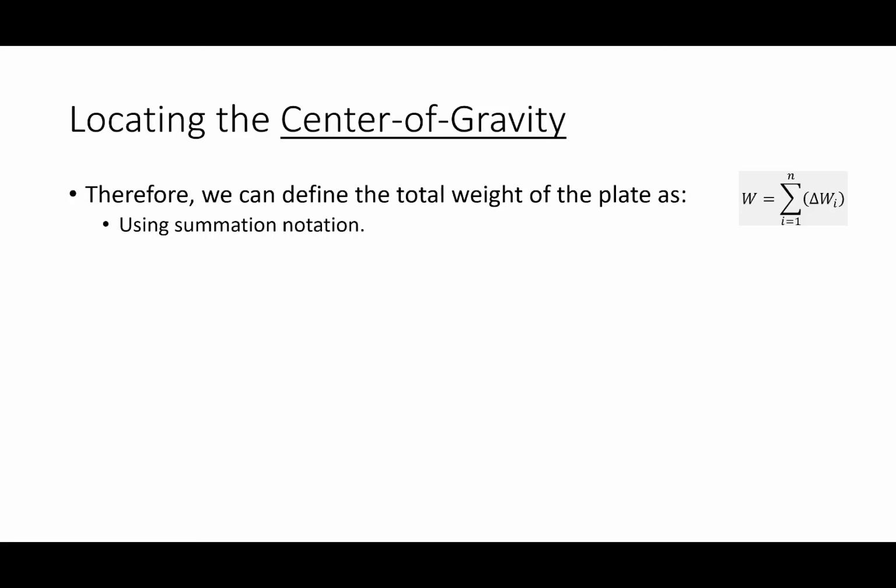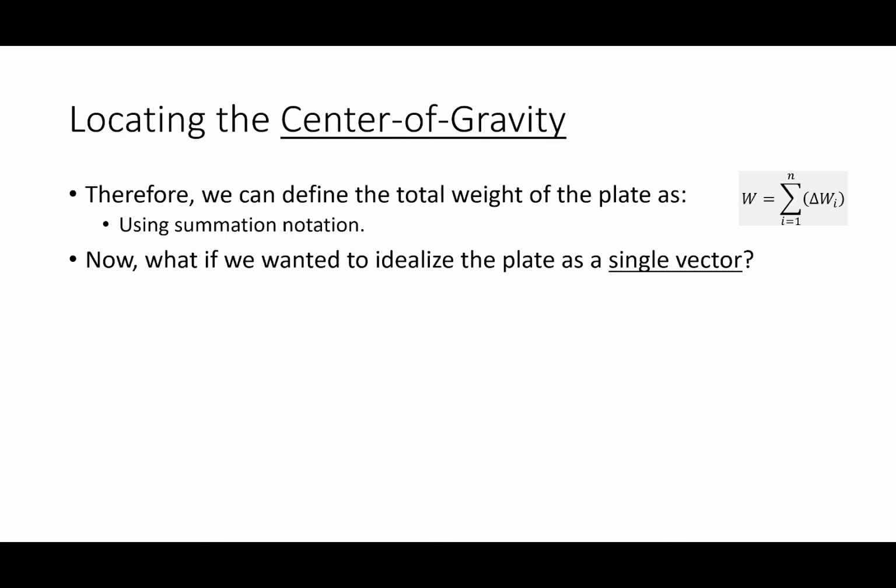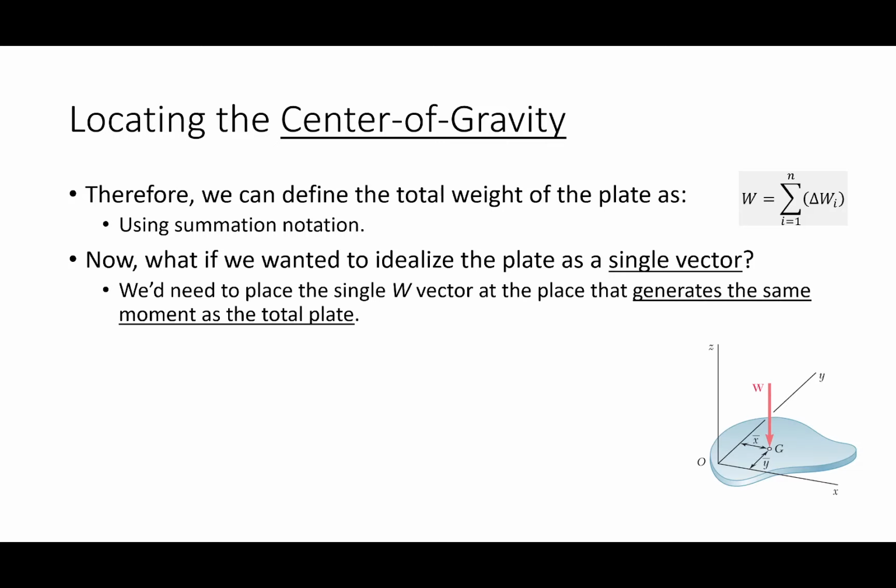Okay? So here's what I'm going to do. I'm going to say, what if we wanted to idealize the plate as a single vector? So we're going to figure out where that point is. Basically what we're doing is an equivalent system. Think, if I had idealized this plate as 20 delta W's, and I take those 20 delta W's and replace them with a single vector that has the same force and moment equivalency, isn't that an equivalent system? Isn't that the same thing we did back in exam 2 land?